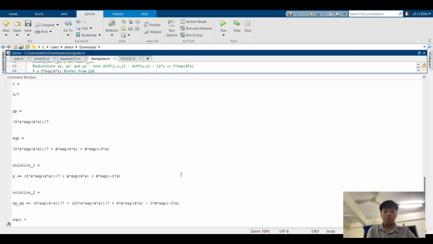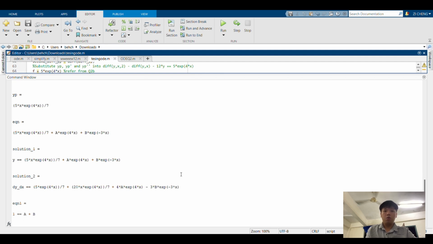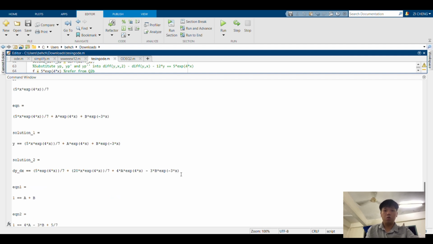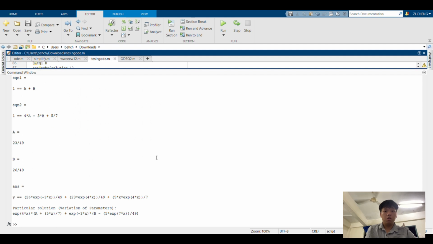So by these two equations, the general solution and the first differentiation equation, we can conclude two equations. The first equation we get is 1 equal to a plus b, and equation 2 we get is 1 equal to 4a minus 3b plus 5 over 7. After that, we apply the initial condition y(0) equal to 1, meaning x equal to 0, y equal to 1, in the two equations. So we will get the answer for a and b.